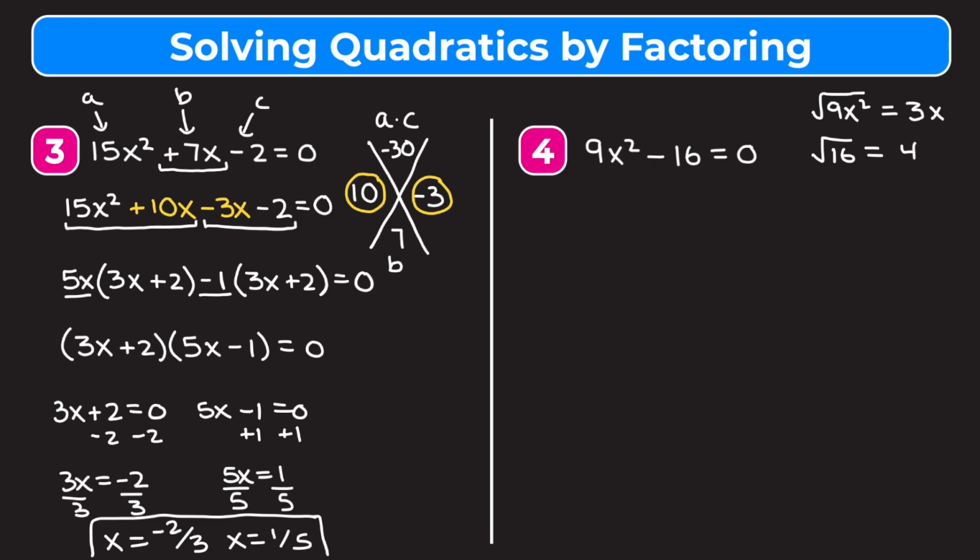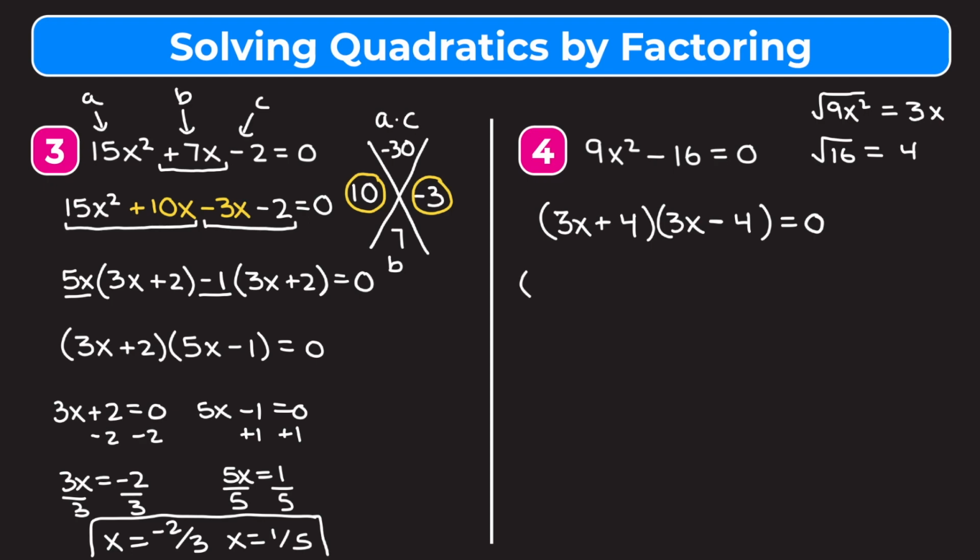And the way we're going to factor the difference of two squares is by putting both of their square roots in each set of parentheses, and then placing a plus between one of them and a minus between the other. So we're going to start by putting the square root of 9x squared as the first term in each set of parentheses, putting the square root of 16 as the second term in each set of parentheses. We're going to put a plus between one of the pairs and a minus between the other pair. And we're going to set this equal to 0.